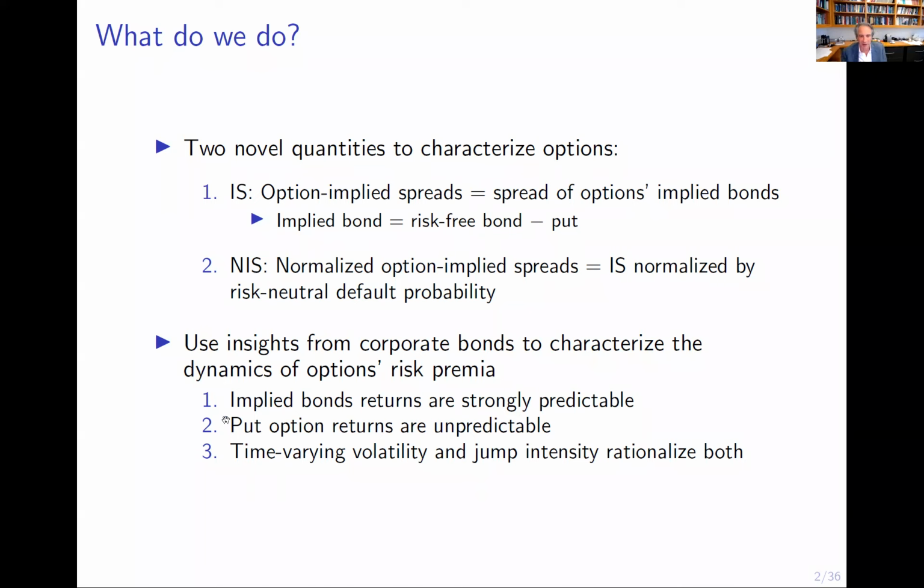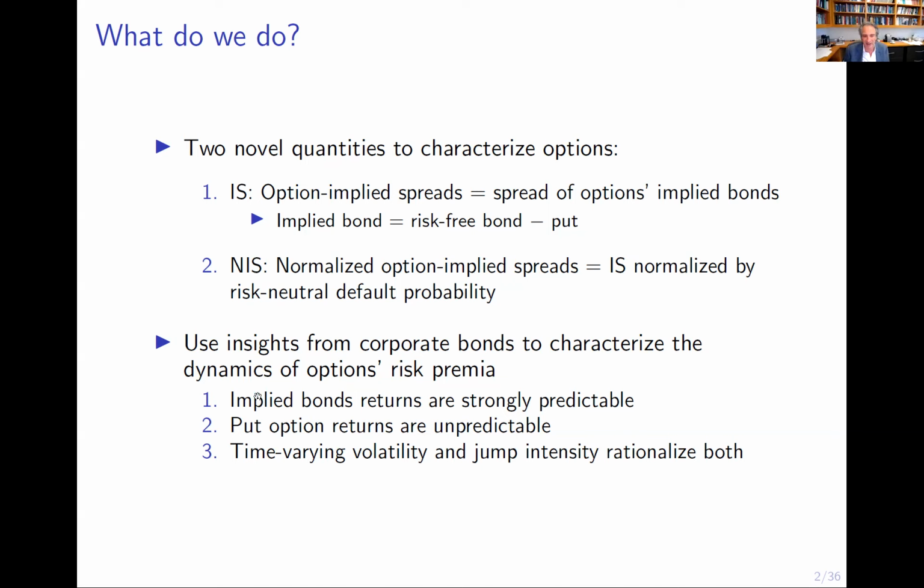The crucial facts are written here. Essentially, what you will see is that implied bond returns are strongly predictable, exactly like corporate bond returns are predictable, from actually the work of Yoshio, one of my co-authors. Instead, it's very well known that put option returns are unpredictable. You don't know how to predict the future returns of put options. It's a very known result. It's been around since forever.